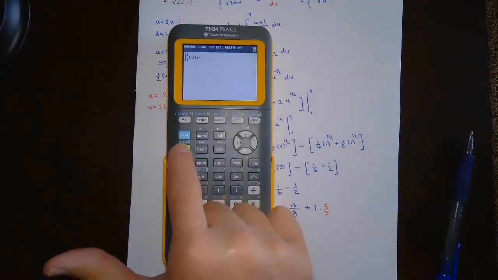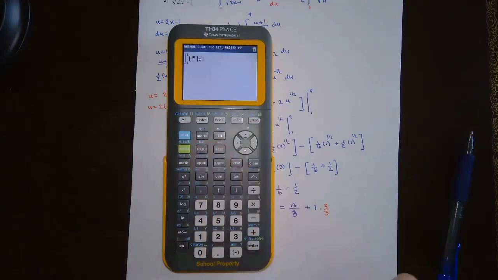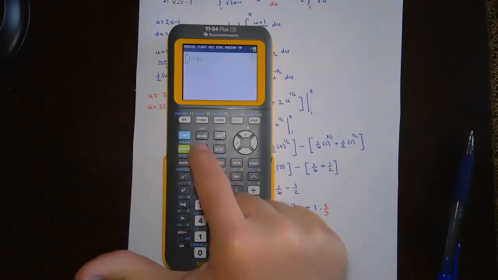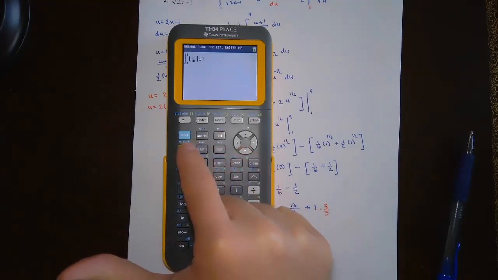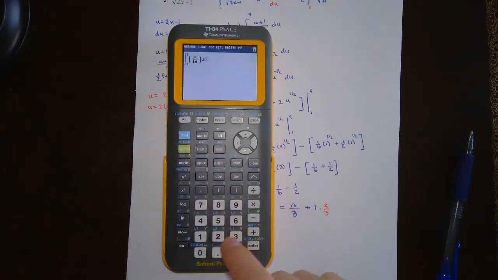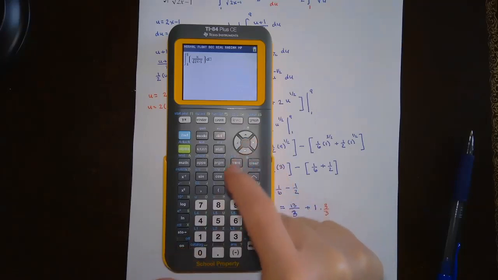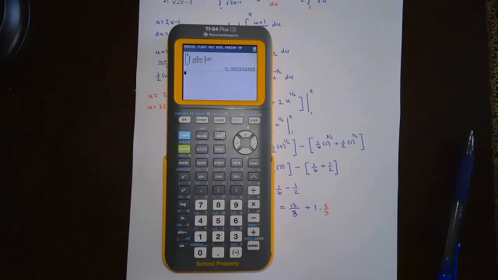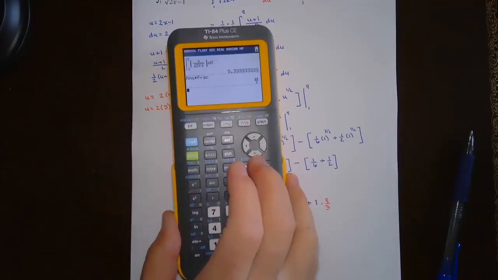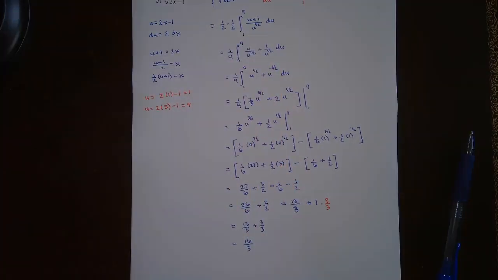Okay, and then alpha x for the fraction bar, and then x over, and then the square root, and then 2x minus 1, and then x. And we get 5, and then we can change that to a fraction. And we get 16/3, okay? So you're seeing we're getting the same answer that we got by hand. All right, so you can always check your work doing that.